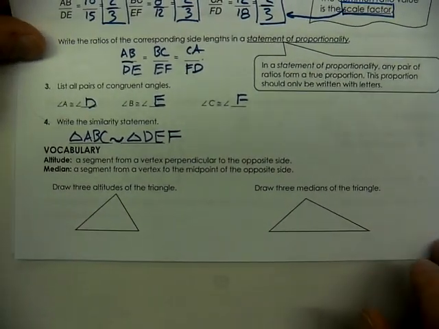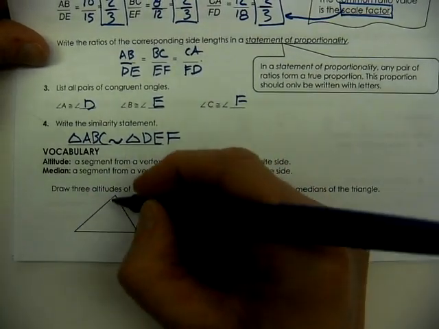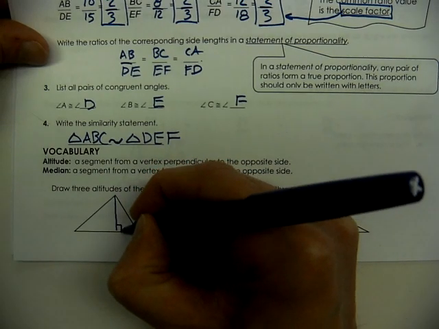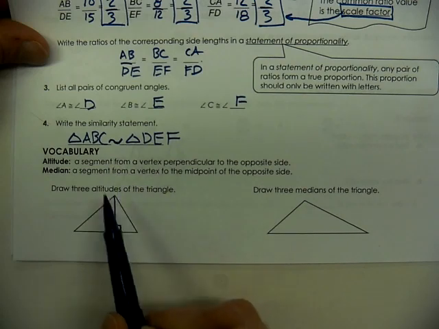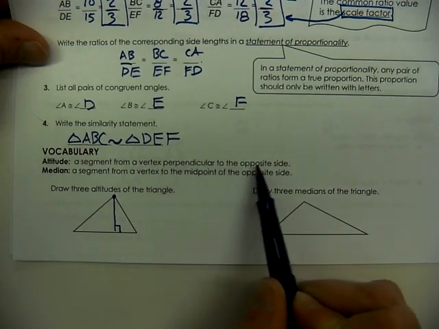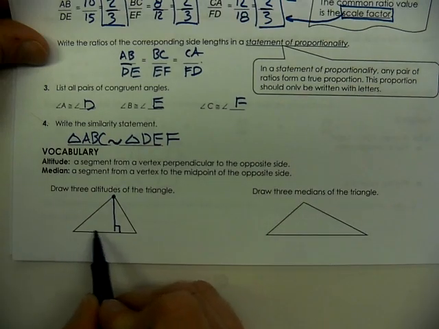The altitude is the same thing as the height, and we deal with heights all the time, and you know the heights are always perpendicular to the base, and that's what this is saying. It's a segment from a vertex, there's the vertex at the top, perpendicular to the opposite side. So there it is, perpendicular to the base.